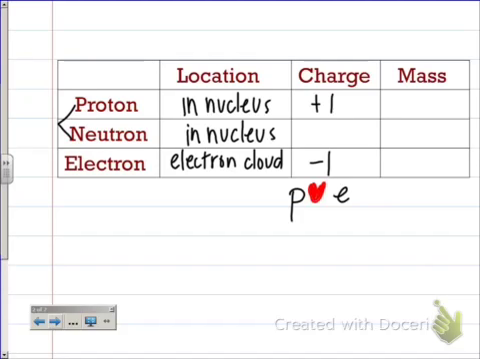Neutrons, like their name suggests, are neutral. They have no charge. It's easy to get confused sometimes and think neutron negative, but no, neutrons are neutral, electrons are negative, so make sure you keep that straight.